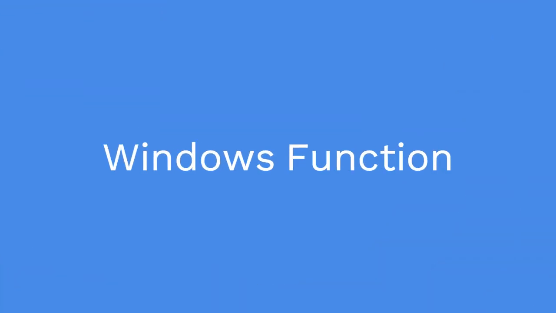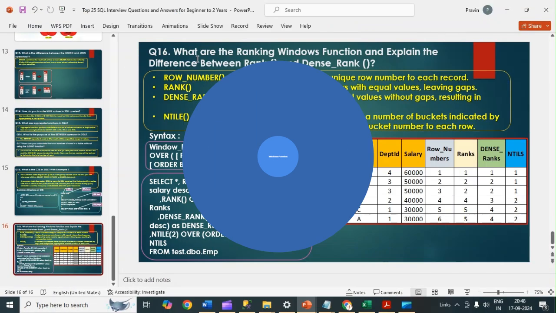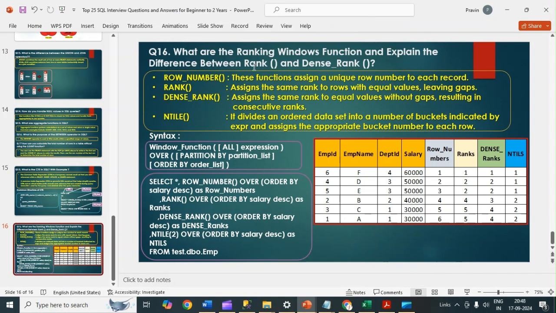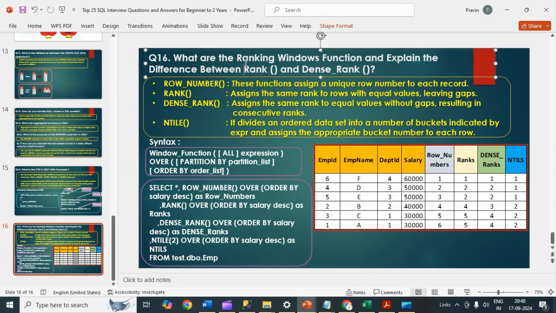So basically, different types of window functions are available in SQL. If you check what the window ranking functions are, explain the difference between the rank function and the dense rank function. Many times the interviewer asks this question, so if you're preparing for an interview, you can also prepare this question.